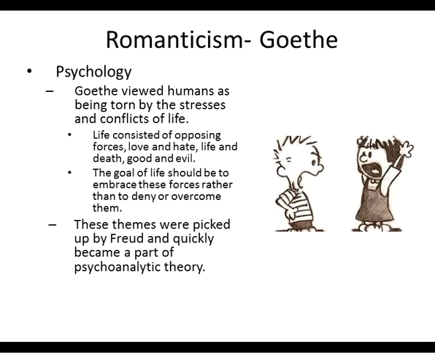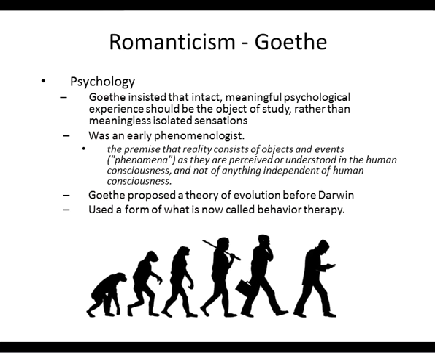Goethe viewed humans as being torn by the stresses and conflicts of life. Life consisted of opposing forces: love and hate, life and death, good and evil. The goal of life should be to embrace these forces rather than to deny or overcome them. These themes were picked up by Freud and quickly became part of his psychoanalytic theory. Goethe insisted that intact, meaningful psychological experience should be the object of study, rather than meaningless, isolated sensations. He was an early phenomenologist.